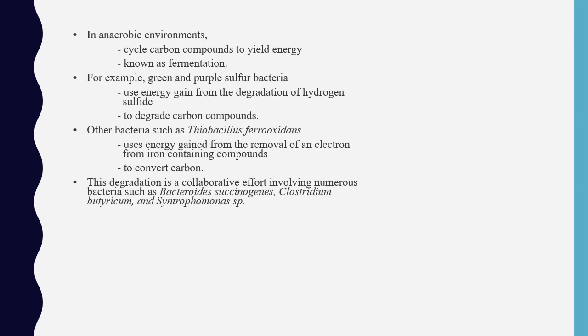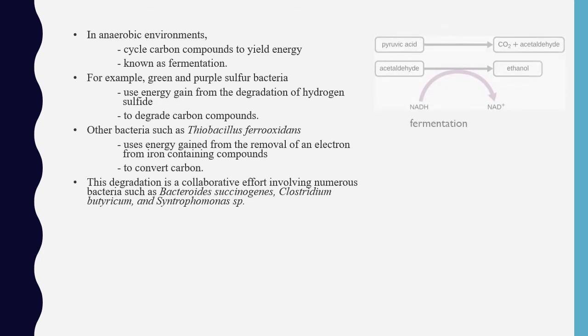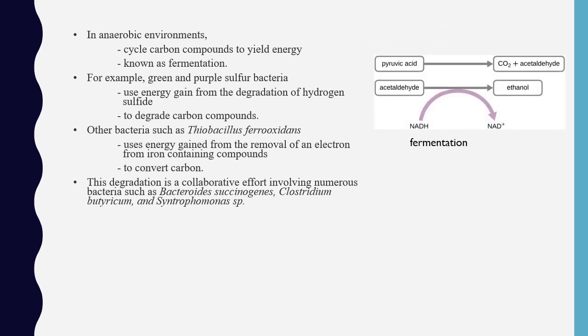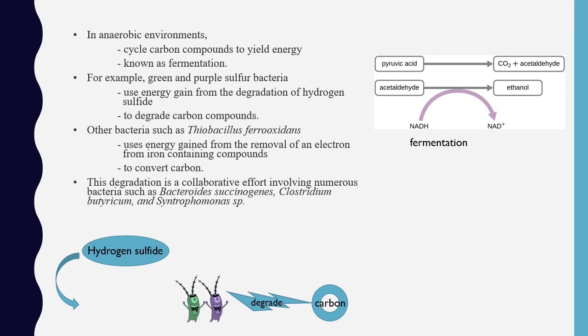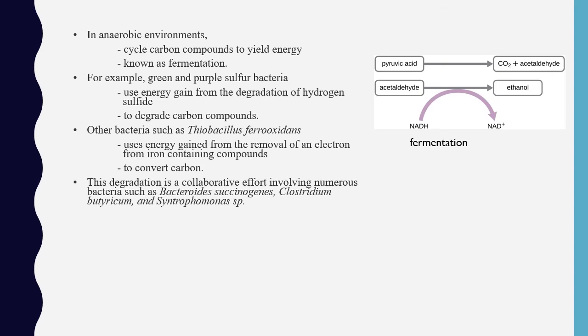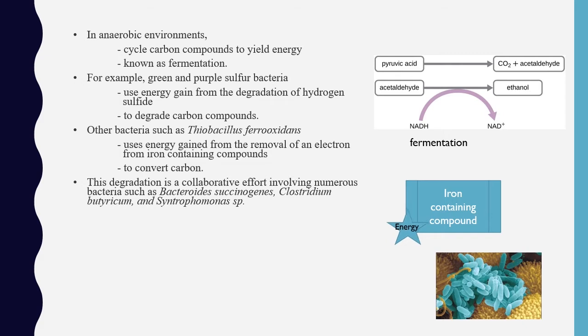In anaerobic environments, microorganisms can cycle carbon compounds to yield energy in a process known as fermentation. For example, green and purple sulfur bacteria are able to use the energy they gain from the degradation of a compound called hydrogen sulfide to degrade carbon compounds. Other bacteria such as Thiobacillus ferrooxidans use the energy gained from the removal of an electron from iron-containing compounds to convert carbons. The anaerobic degradation of carbon is done only by microorganisms. This degradation is a collaborative effort involving numerous bacteria such as Bacteroides succinogenes, Clostridium butyricum, and Syntrophomonas species.